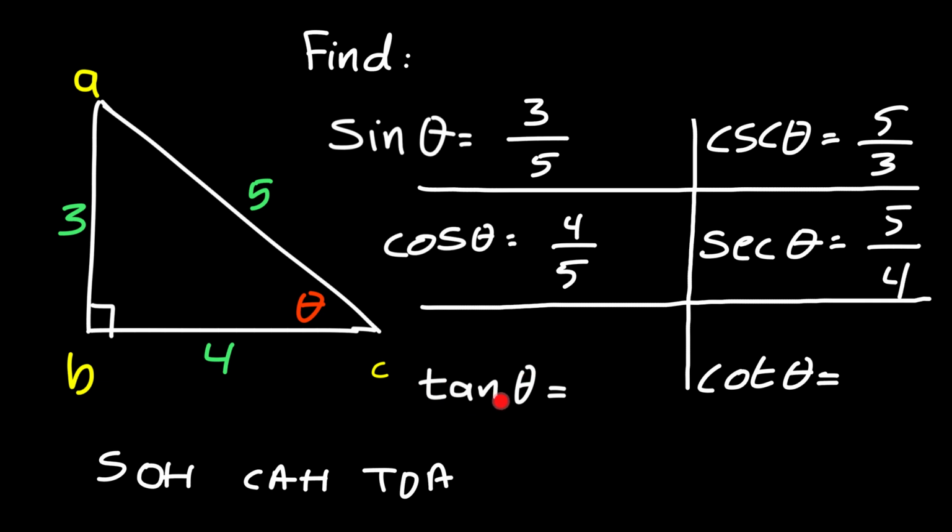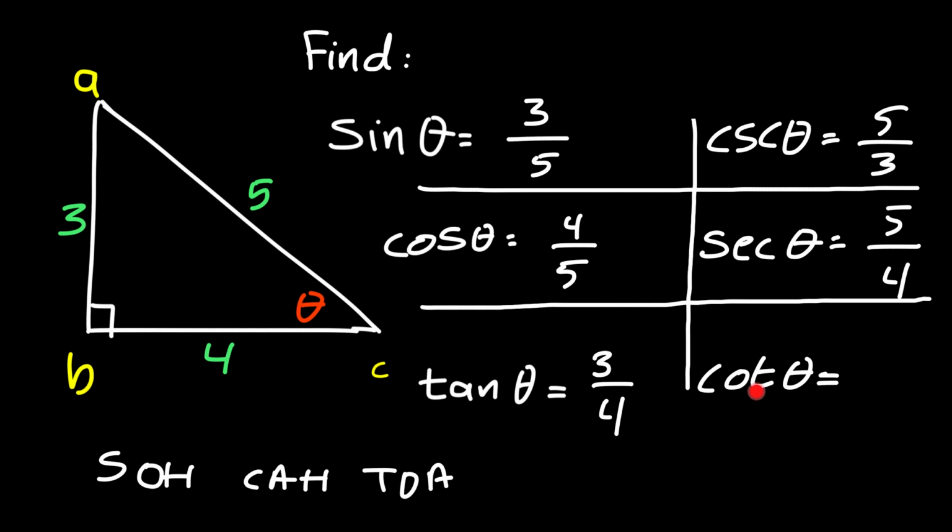Let us go to tan theta. Tan theta, this is the shortcut for it. Tan equals opposite divided by adjacent. Again, I will imagine myself standing here. The side which is opposite to me will be 3. So I will have to write 3 divided by the adjacent, which is 4.